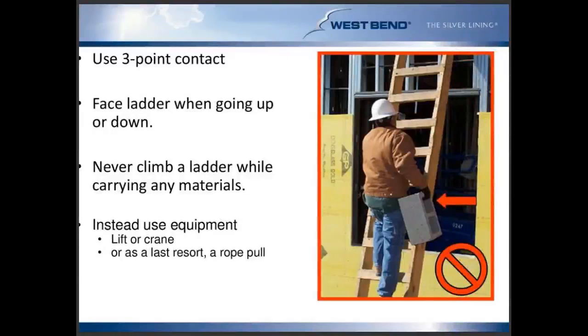So when ascending and descending ladders, it's important that we use three-point contact. Three-point contact is 2 hands, 1 foot, or 2 feet, 1 hand at all times. In this picture to the right, you can see that this employee is not utilizing three-point contact as he has a cinder block in his right hand. He is doing one thing right, which is facing the ladder. We always want to face the ladder when we're ascending and descending it.